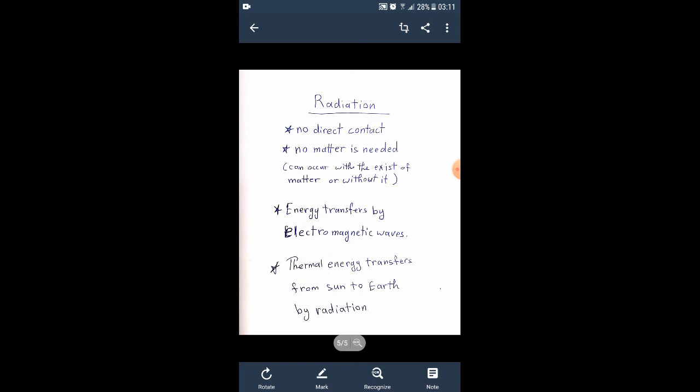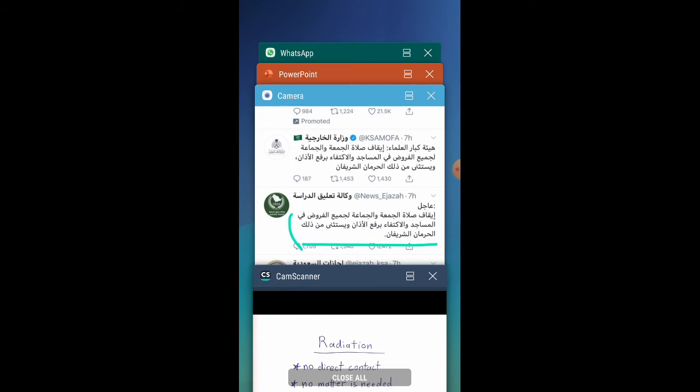So these are the main points. No direct contact, no matter is needed. The energy is transferred by electromagnetic waves, such as the waves that come from the sun. The thermal energy transfers from the sun to us by radiation. Let's see how that takes place.